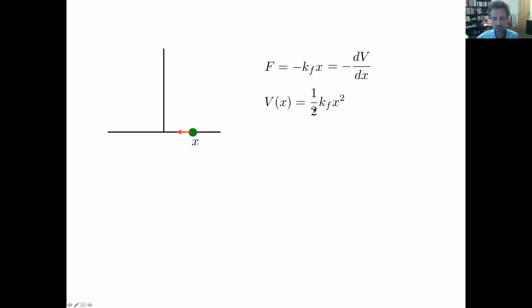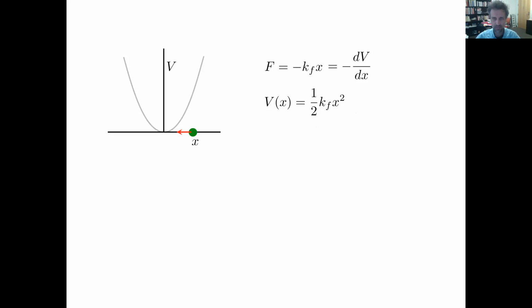So the potential barrier that describes this situation, meaning the particle experiences a force that grows and grows and grows as it moves farther and farther away from the origin, that barrier that describes that process is half times kf times x squared. Okay, so we can actually kind of draw that into the figure.